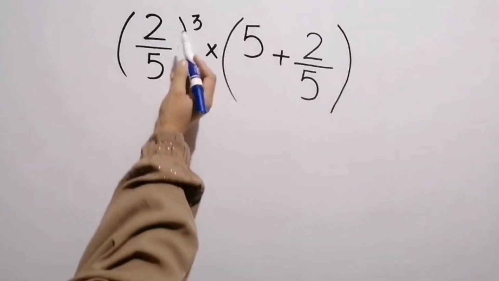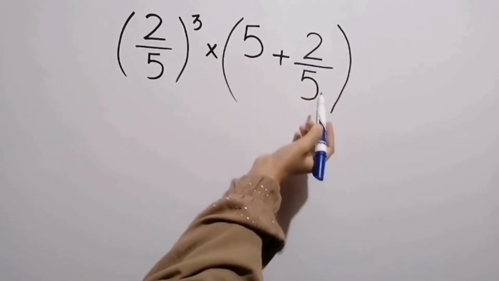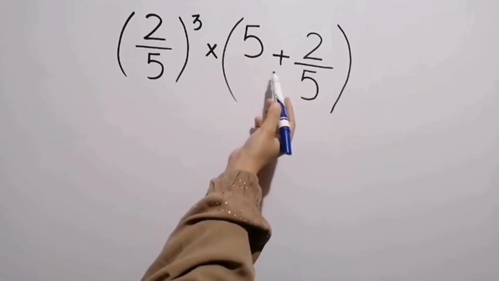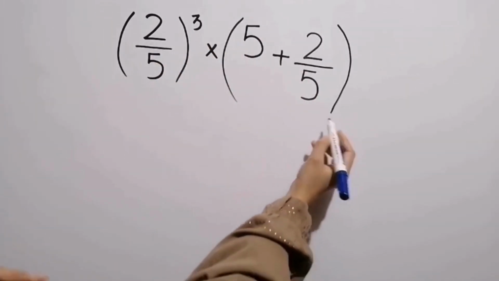In this expression, there is an exponent, multiplication, parentheses, and inside the parentheses, there is an addition. To solve this question, we need to follow the order of operations, which is PEMDAS.